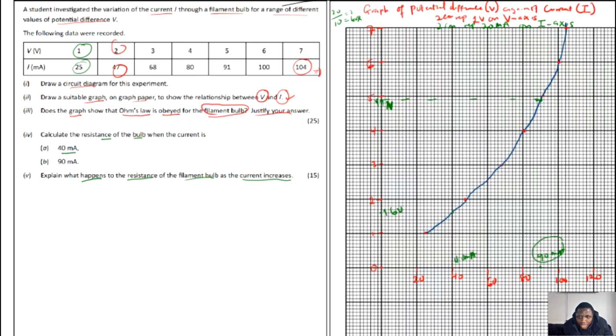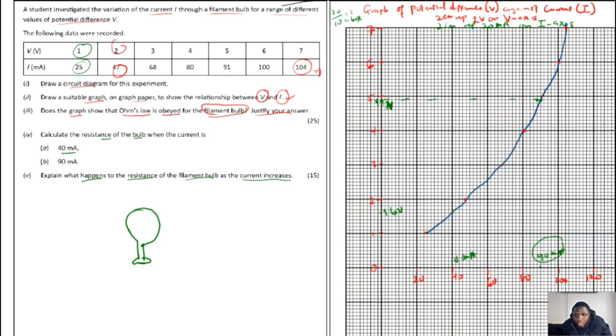Let me say it again. The next question says, explain what happens to the resistance of the filament bulb as the current increases. So what we are going to do is draw the filament bulb itself. This is the filament bulb, right? The diagram is not that good, but manage it.